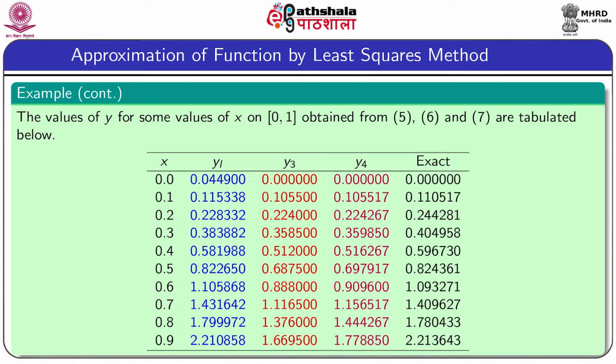Note that the second column, that means the value obtained by least square methods and exact value, are almost similar compared to the third column and fourth column. That means we can conclude that the least square approximation is better than the Taylor series approximation.